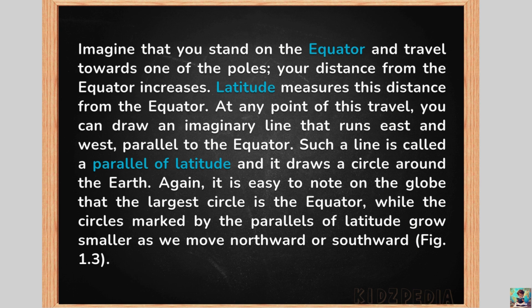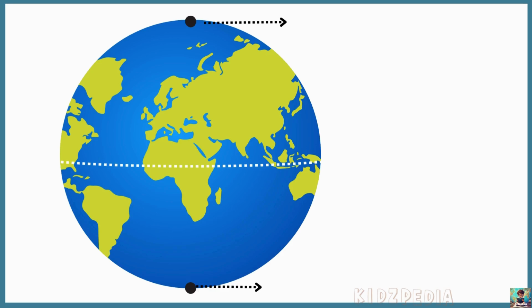At any point of this travel, you can draw an imaginary line that runs east and west parallel to the equator. Such a line is called a parallel of latitude and it draws a circle around the earth. Again, it is easy to note on the globe that the largest circle is the equator, while the circles marked by the parallels of latitude grow smaller as we move northward or southward, figure 1.3. So now we are going to learn what is latitude.